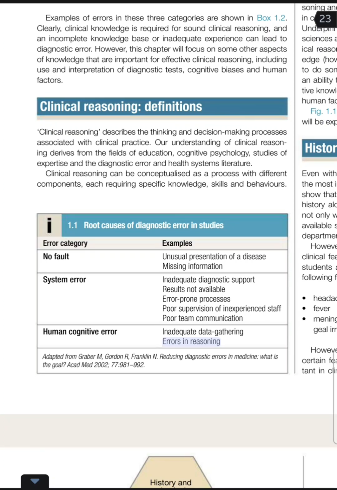Errors in reasoning. Adapted from Graber M., Gordon R., Franklin N. Reducing diagnostic errors in medicine: What is the goal? Acad Med 2002, 77, 981-992.